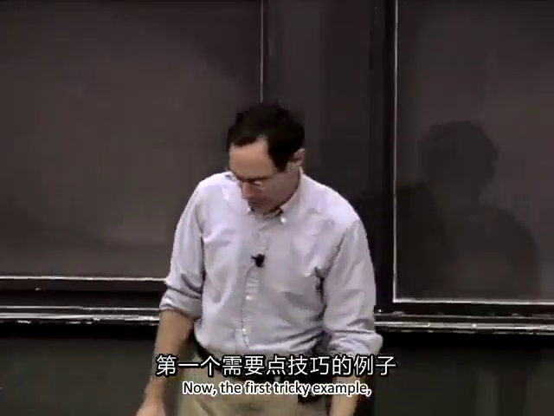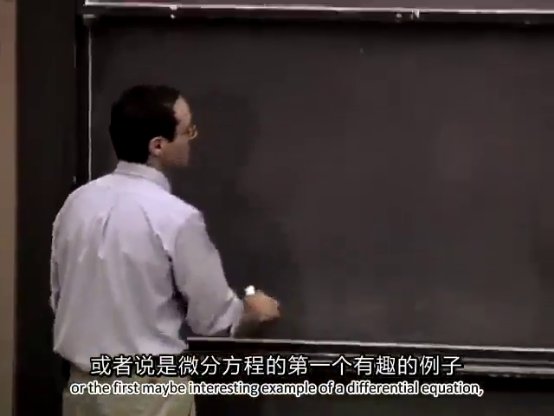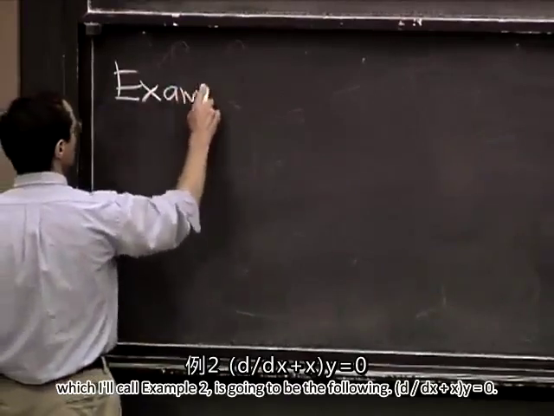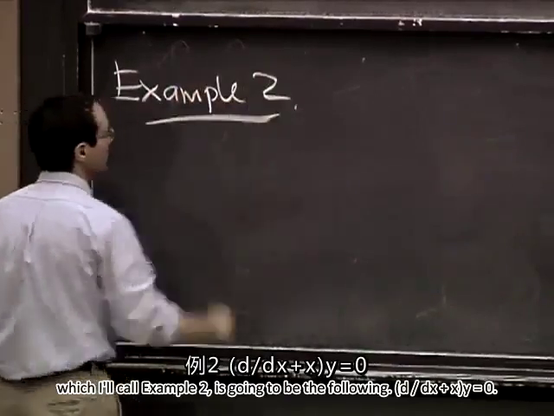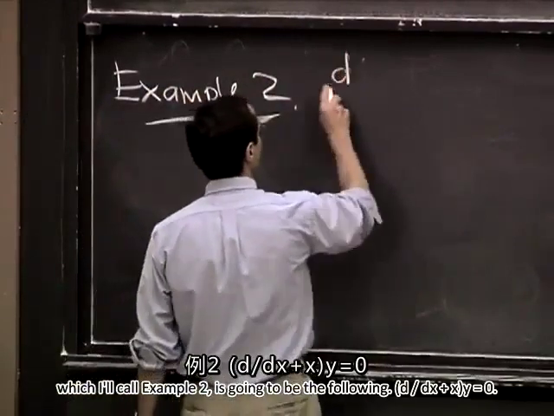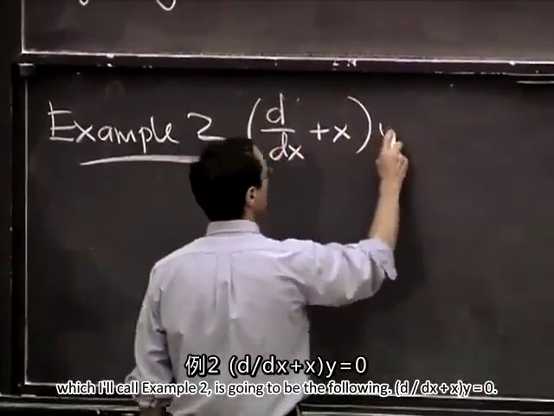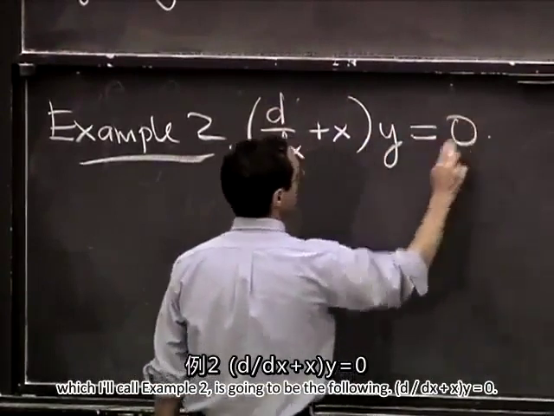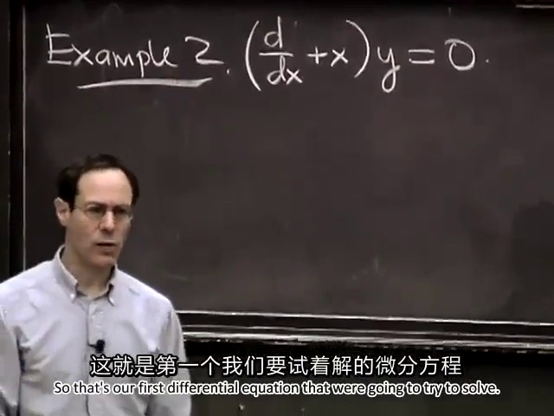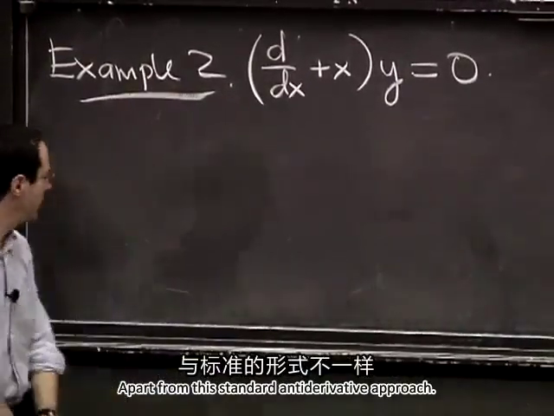Now, the first tricky example, or the first maybe interesting example of a differential equation, which I'll call example 2, is going to be the following. d/dx plus x acting on y is equal to 0. So that's our first differential equation that we're going to try to solve, apart from this standard antiderivative approach.